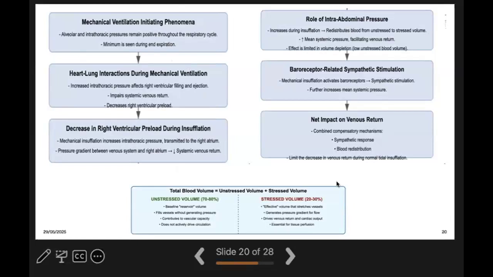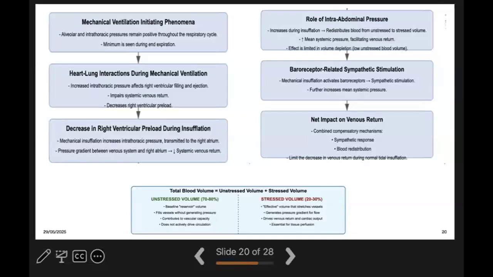We know that during mechanical ventilation, we are giving a positive pressure. So there is going to be an increase in the intra-abdominal pressure also because of the descent of the diaphragm. And the redistribution of the blood happens from the unstressed volume to the stressed volume. At the same time, when you're giving a mechanical insufflation, it activates the baroreceptors, which in turn activates the sympathetic system, which further increases the mean systemic pressure.